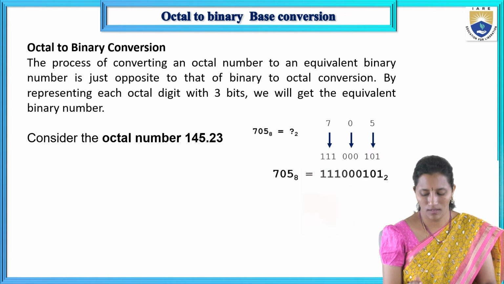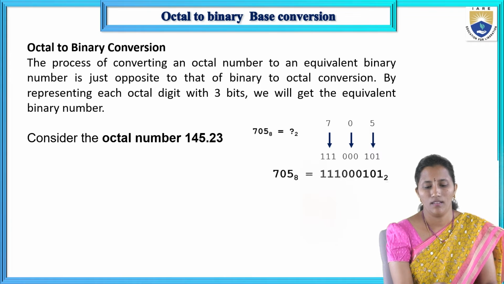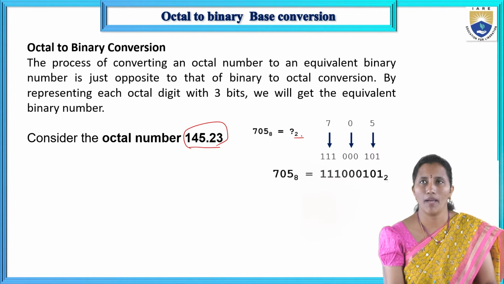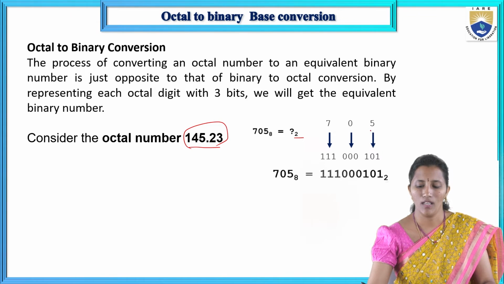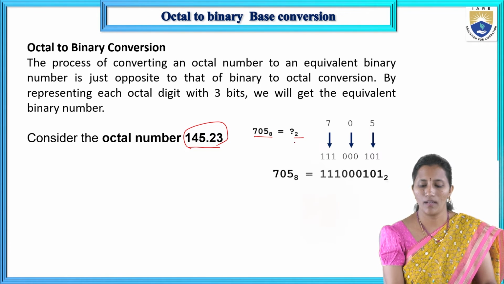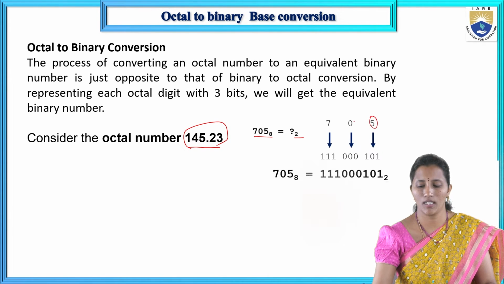Then octal to binary base conversion. How do we convert this octal number into a binary number? Just write down the binary equivalent of each digit. For example, I have only an integer value here, 705. To convert that into a binary number system, just represent each digit by its equivalent binary number.